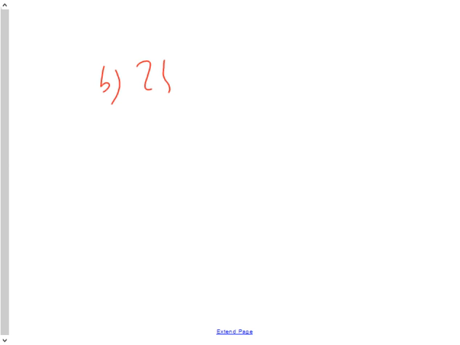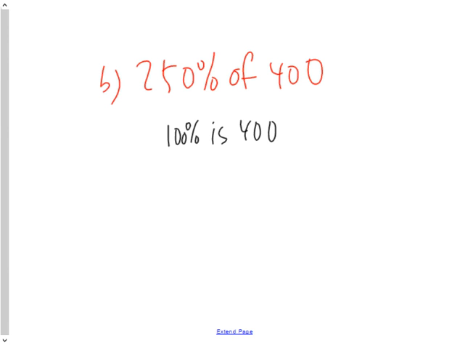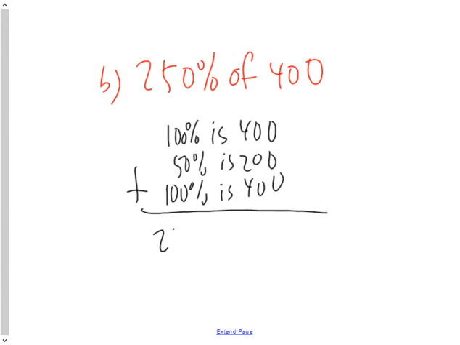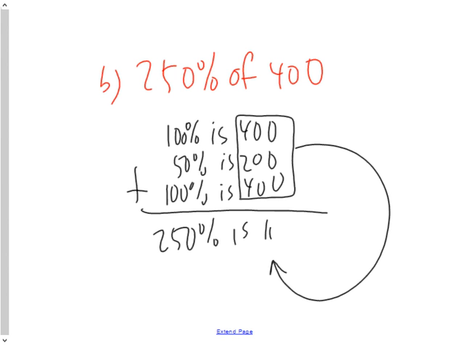Question B asks for 250% of 400. Now for this one, obviously, we're dealing with something more than 100% of it. So the first thing we're going to do is find out what is 100%. That's the easiest question I could possibly ask you. What is 50%? Well, 50% would be half of that, so it'd be 200. And how many hundred percents would there be? There'd have to be another one. So I'll add another 100% here. Add them together, you get 250% is the sum of those, which is 1,000. So 250% of 400 would be 1,000.